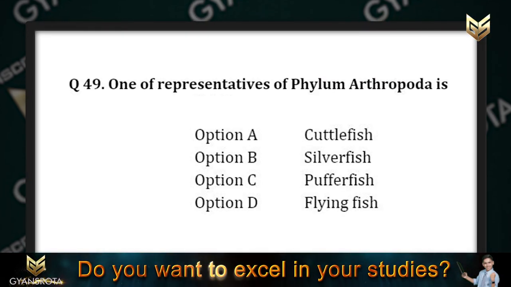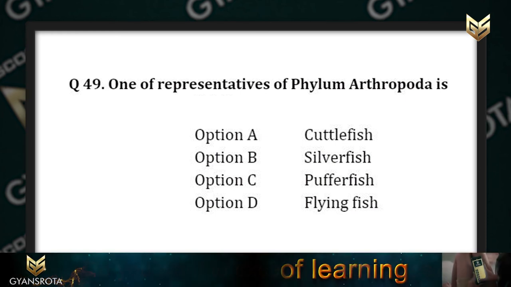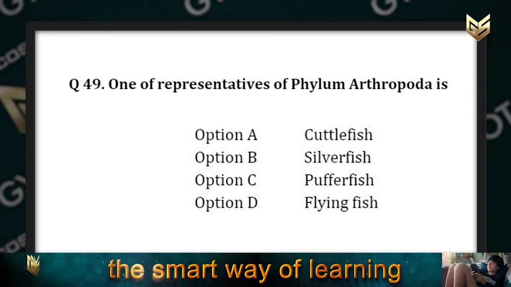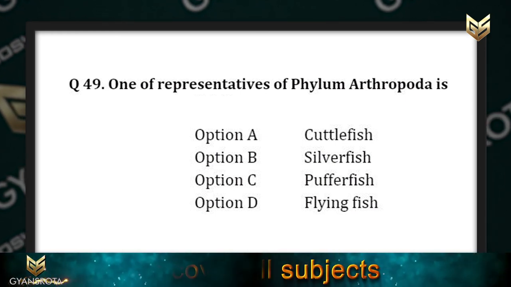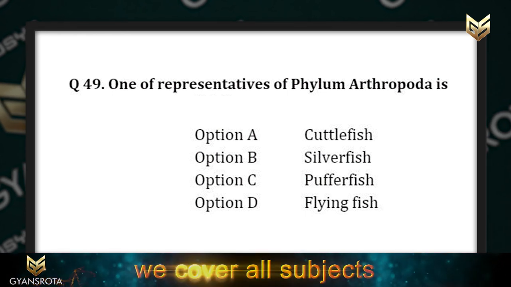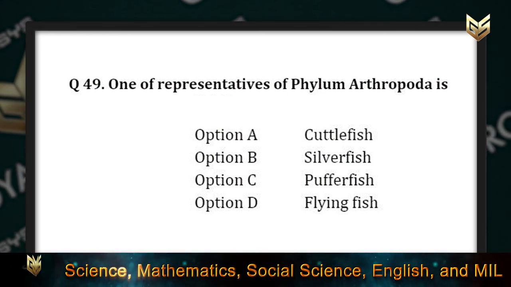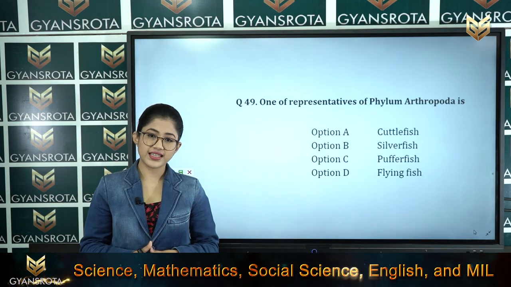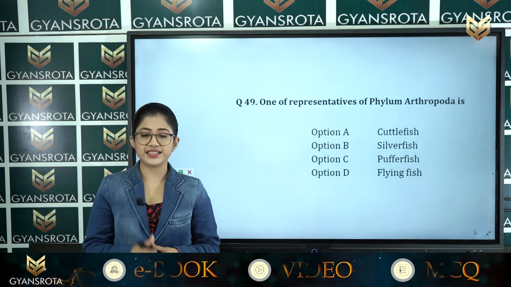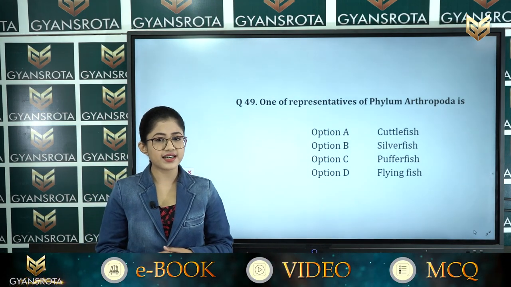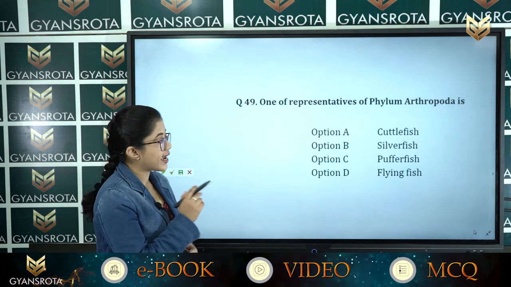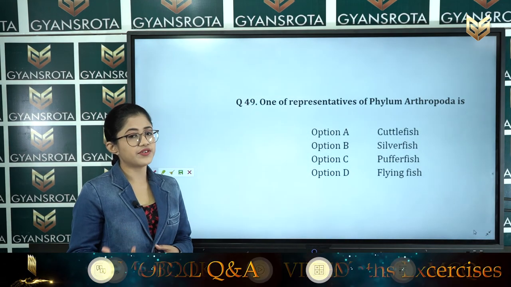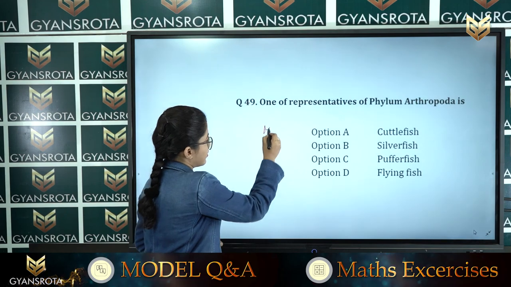One of the representatives of phylum arthropoda is option number A, cuttlefish, option number B, silverfish, option number C, pufferfish, option number D, flying fish. Student, this is also from the chapter Animal Kingdom. So what is the correct answer here? See, in option number A, it is written cuttlefish. Cuttlefish is a mollusca.